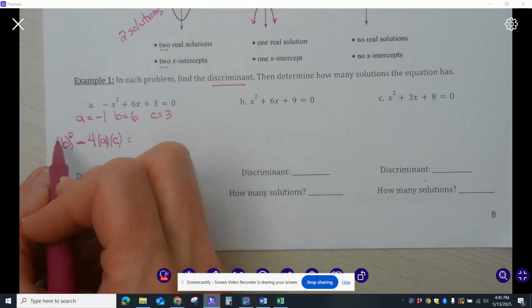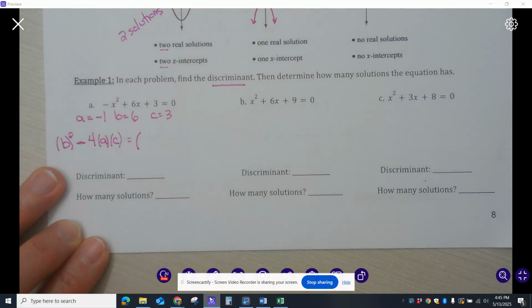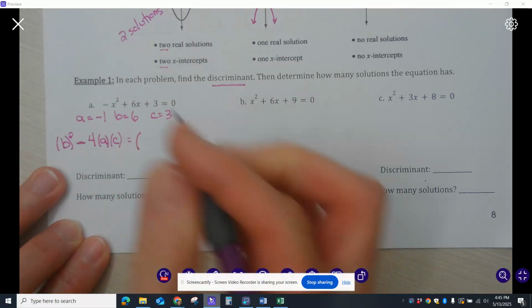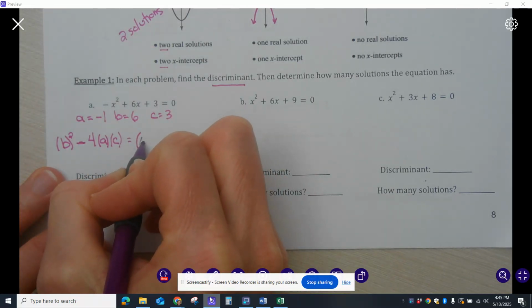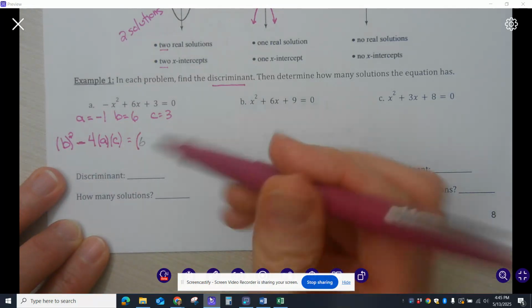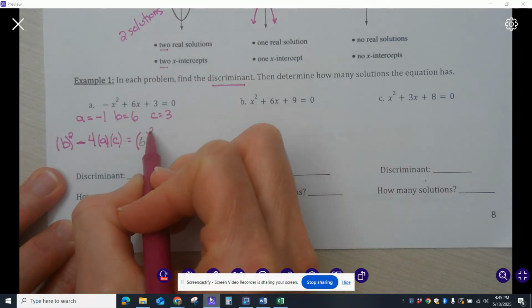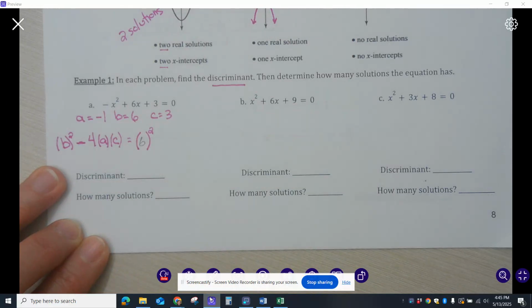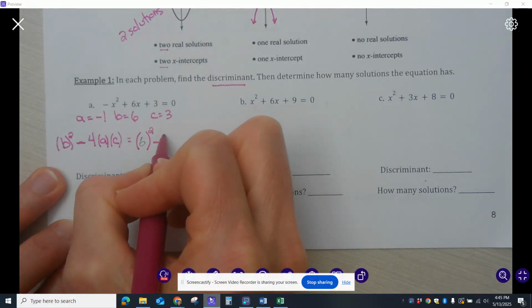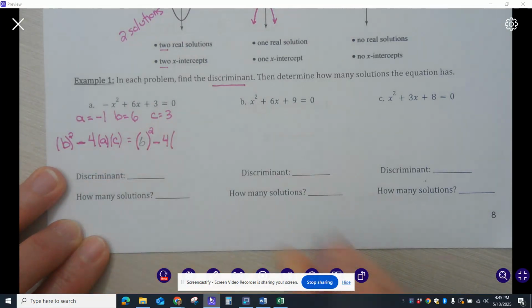So this is what it's going to look like, parenthesis. I'm going to throw out that B, and in its place I'm going to put a 6. I'm going to use a different color to kind of show you. And then parenthesis, do not forget that squared, very important. Copy the subtraction, copy the 4, start your next parenthesis.